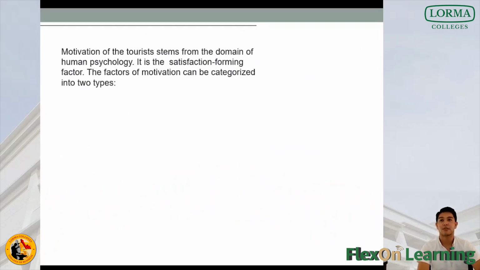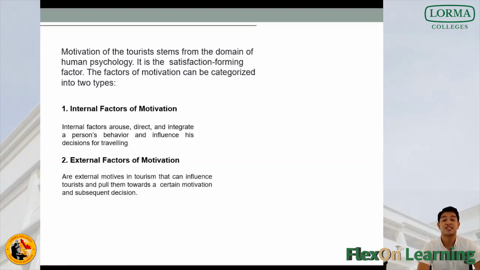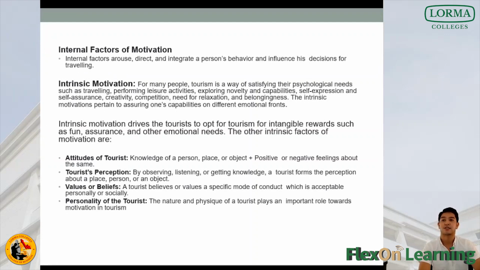Motivation in the tourist system comes from the domain of human psychology. It is the satisfaction-forming factor. The factors of motivation can be characterized into two types. First is internal factors of motivation, and second is external factors of motivation. So let's discuss the internal factors of motivation. Internal factors arouse, direct, and integrate a person's behavior and influence his decision for traveling. While external factors or external motives in tourism can influence tourists and pull them toward a certain motivation and subsequent decisions.